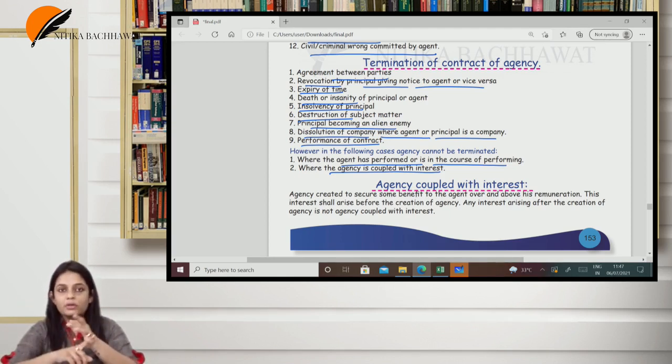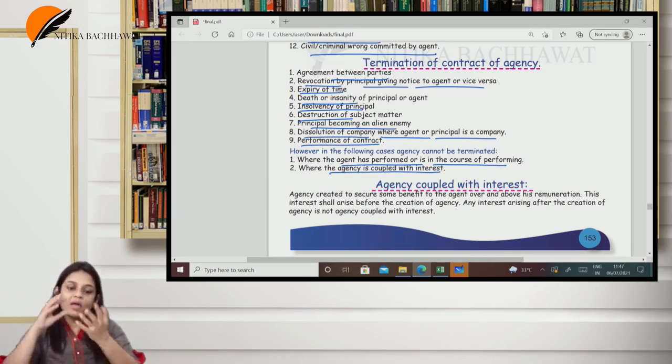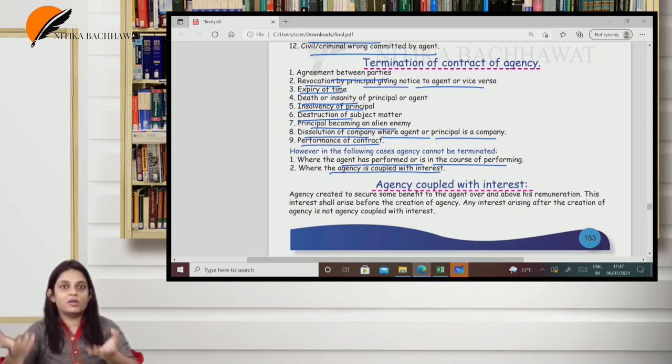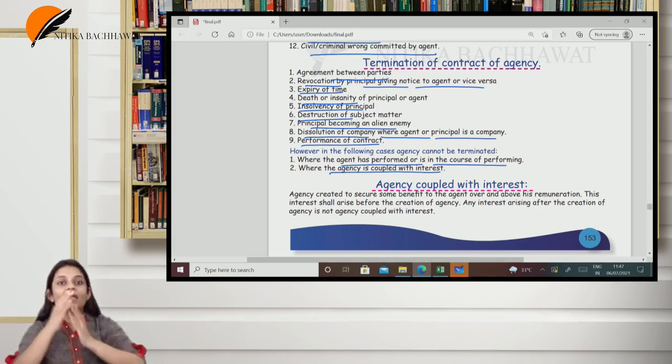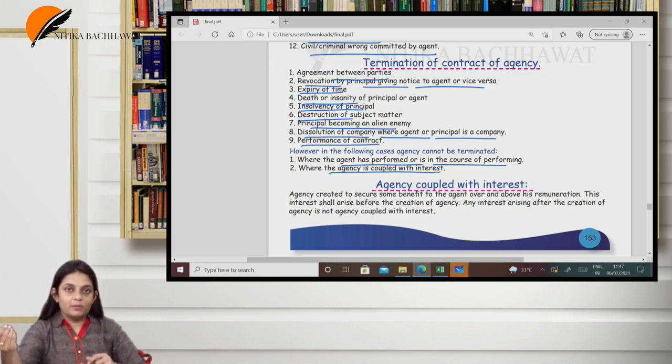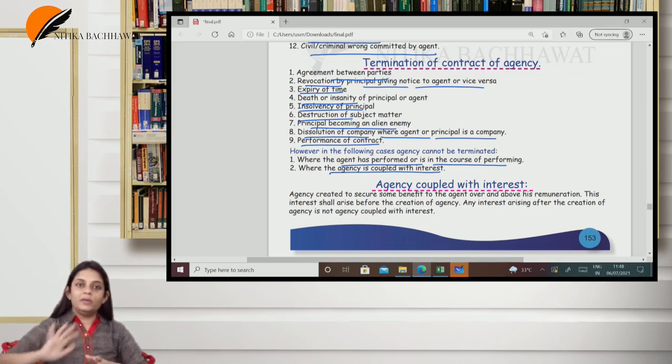Please, one thing to be understood is that the interest should exist before the contract was made. If, let us say, I tell you please sell my land and then I take a loan from you, that is not agency coupled with interest. Agency coupled with interest is where there was an interest and to fulfill this interest the contract was made. So the principal had some interest or the agent had some interest in the contract and for that the contract of agency was made. Now, unless the land is sold, the agency cannot be terminated.